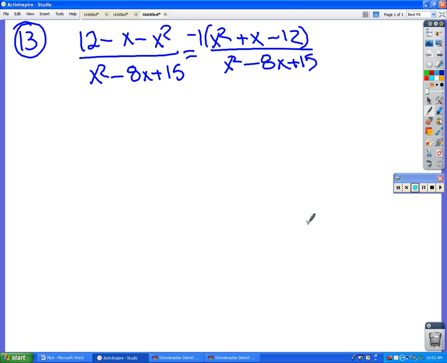And hopefully now you can see if I distributed this -1, -1 times x squared is what? Negative x squared, which is what I started with. -1 times x is negative x, and -1 times -12 is positive 12. So this thing that I have on the top is exactly the same as what I started with. I just wrote it in a different way. And again, the reason I did that is because now I can factor it.